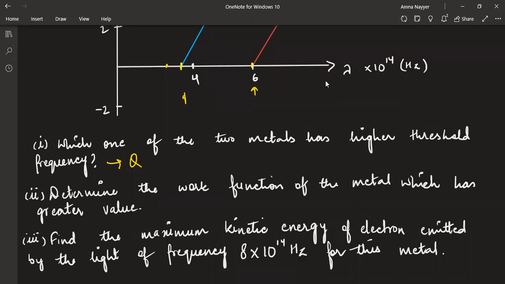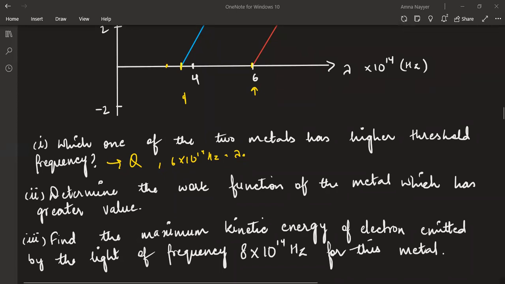Now, once you have threshold frequency, you know the value, 6 into 10 to the power 14 hertz. This is threshold frequency. After having threshold frequency, tell what will be the work function. Good, Donna. Anushka, yes, answers by you also. Threshold frequency minimum value. Good, right, Fahad.